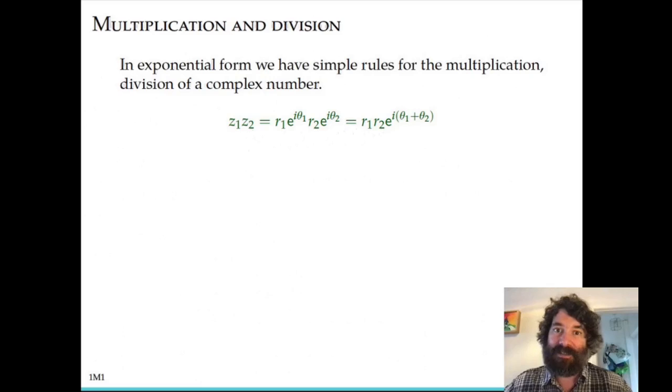But still, what we see is that when we multiply complex numbers, we take the product of the moduli and we add the arguments.